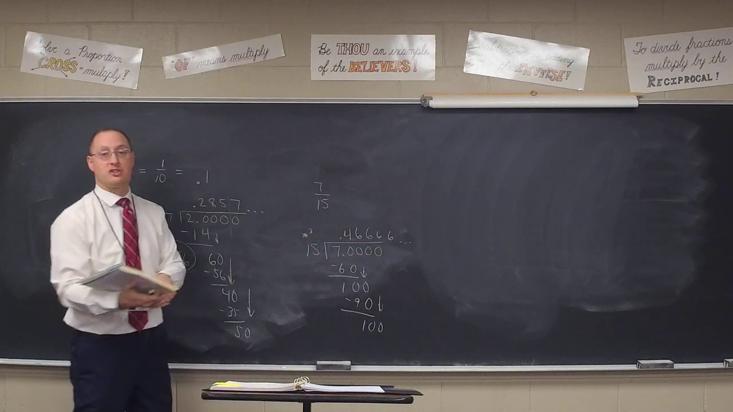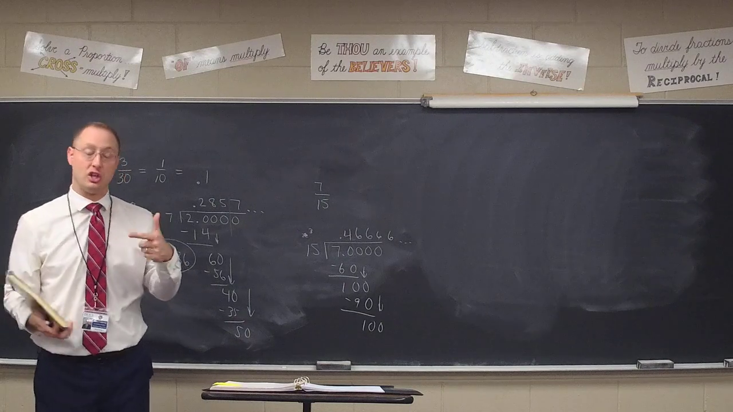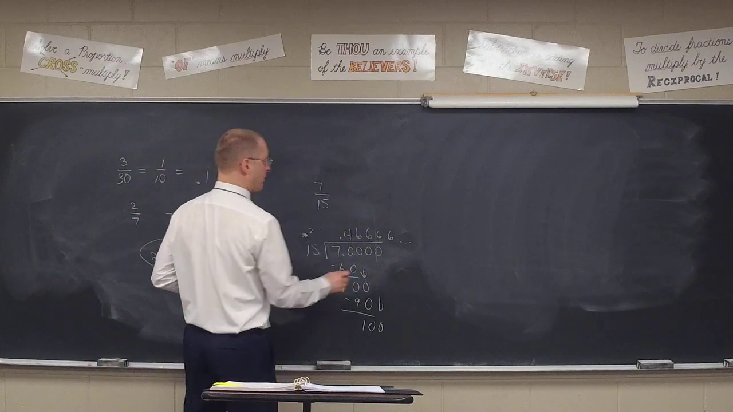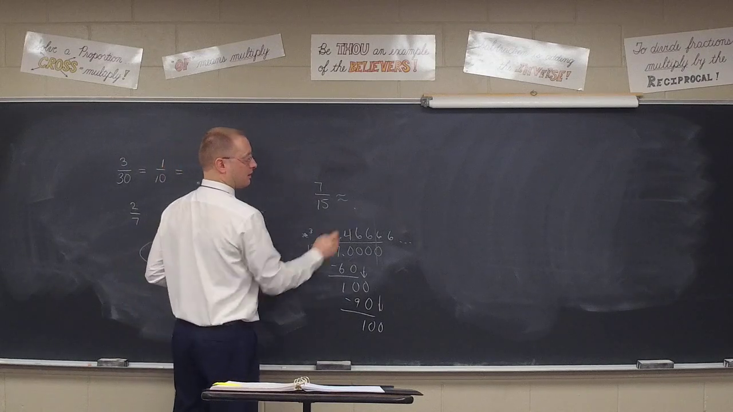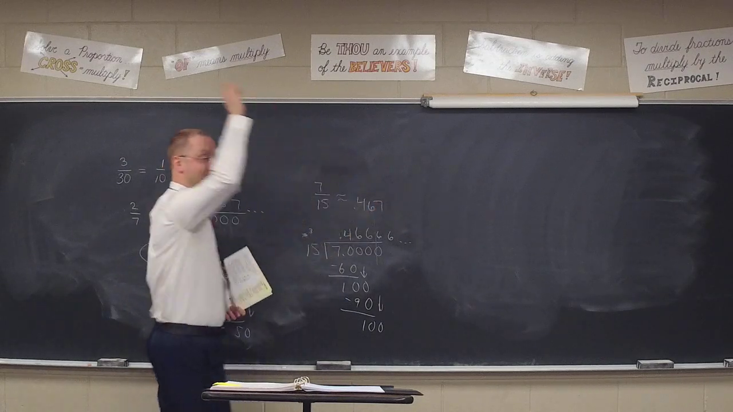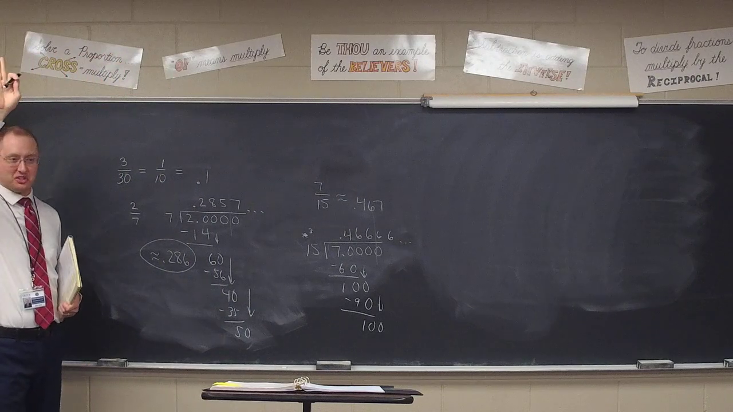But we're rounding, class, to what value? The thousandths place. So we're going to cut it off here anyway, Corey. We're going to say their answer is approximately what? 0.467. How many had 0.467 as your answer?